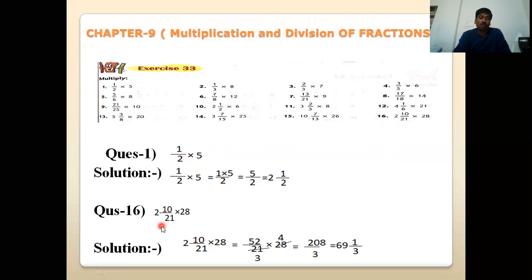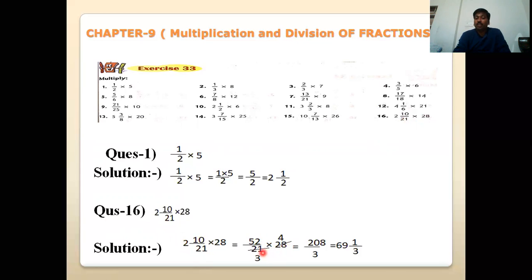Okay, now let us take question number 16 of your exercise 33: 2 whole 10 by 21 into 28. First of all we will change it into an improper fraction. When we multiply 21 by 2 and add 10, we get 52. Now 21 into 2 is 42, and 42 plus 10 makes 52. So 52 by 21 into 28.